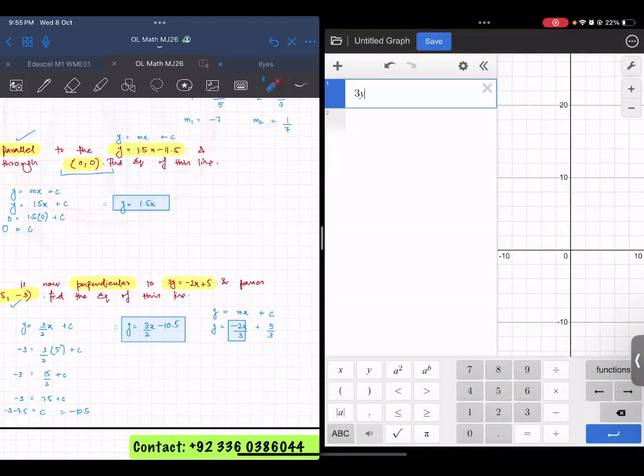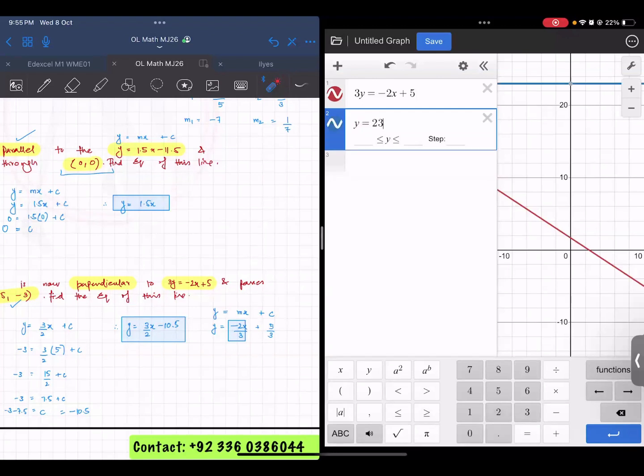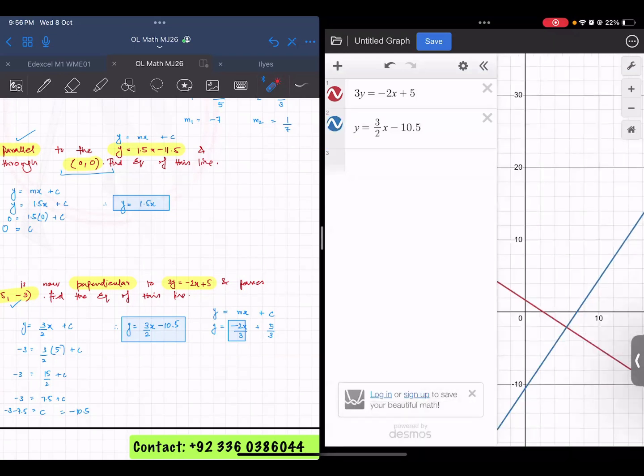3y is equal to minus 2x plus 5. This is the first line. And the equation of the line we found, 3 upon 2 x minus 10.5. So you can see they both are perpendicular, 90 degrees, crossing each other.